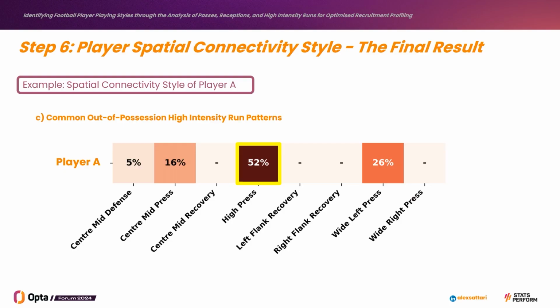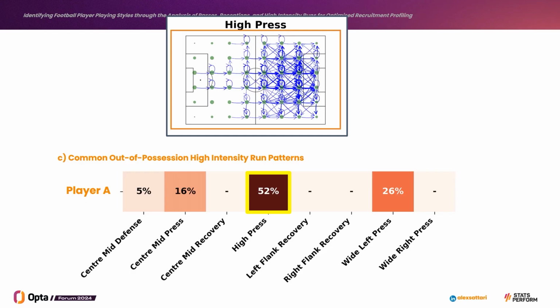And now let's see how he contributes to defense by looking at his style of out of possession high intensity runs. As we can see, 52% of his out of possession high intensity runs come from the high press pattern, which looks like this. It's a lot of forward straight runs into the opponent's half, and 26% comes from the wide left press pattern, 16% from the center mid press pattern. So this is probably a forward playmaker, focused on the left, sometimes switching to the right, sending the ball to the box, and basically helping the defense only by pressing, not by recovering.